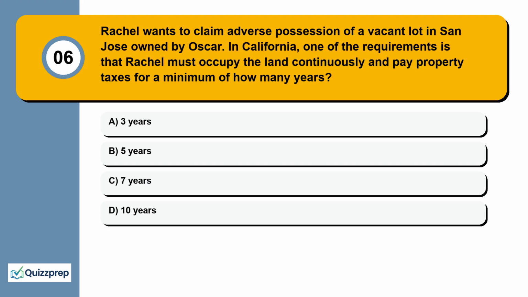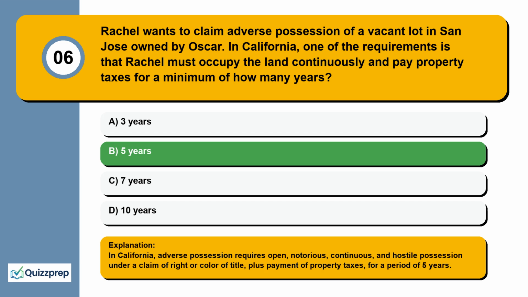Question 6. Rachel wants to claim adverse possession of a vacant lot in San Jose owned by Oscar. In California, one of the requirements is that Rachel must occupy the land continuously and pay property taxes for a minimum of how many years? 3 years, 5 years, 7 years, 10 years.